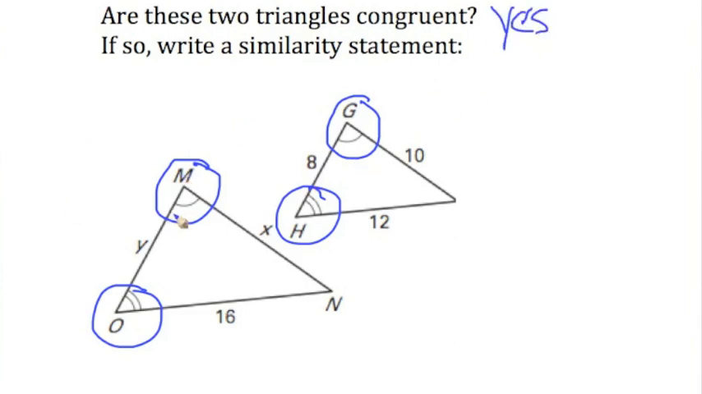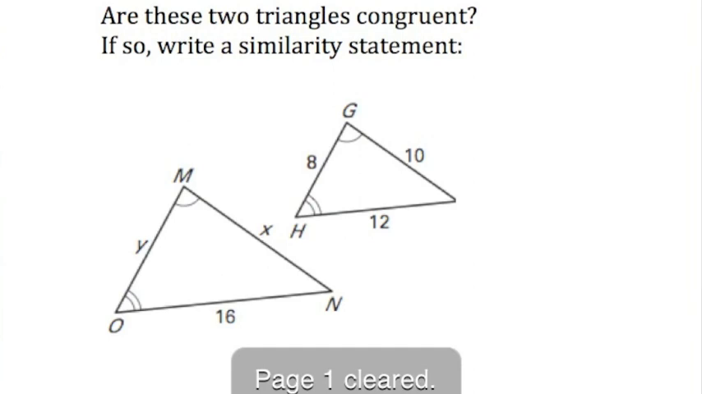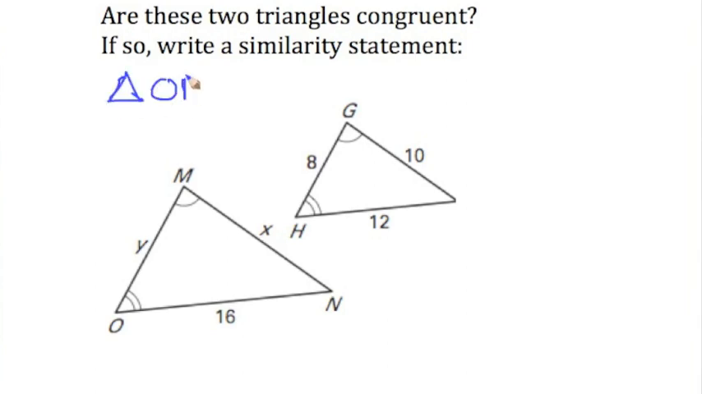Now, we're going to write a similarity statement. If you remember from the similar figures video, to write a similarity statement, what you have to do is find the matching angles and write them in order. So if I go OMN, for example, so triangle OMN, that's going to be similar. Again, that symbol for similarity is the symbol that I just got through writing down.